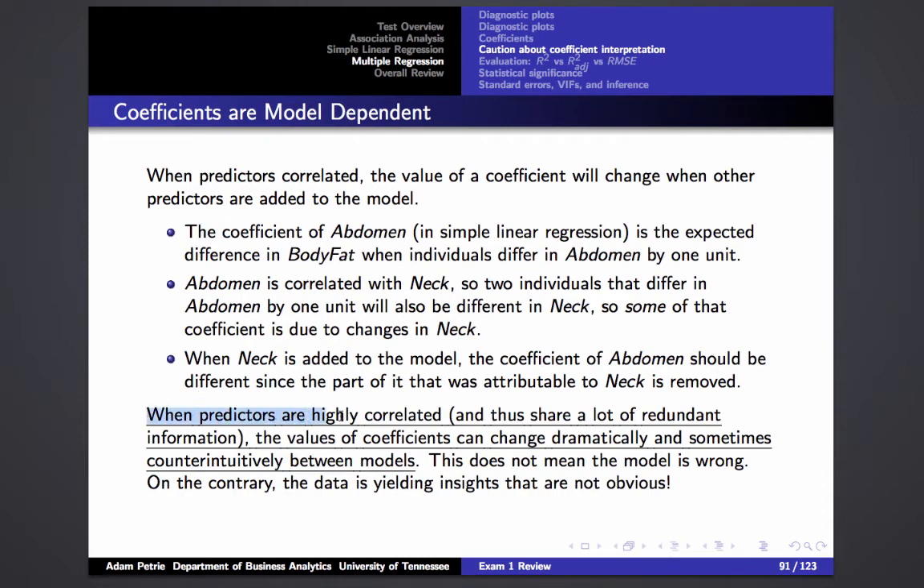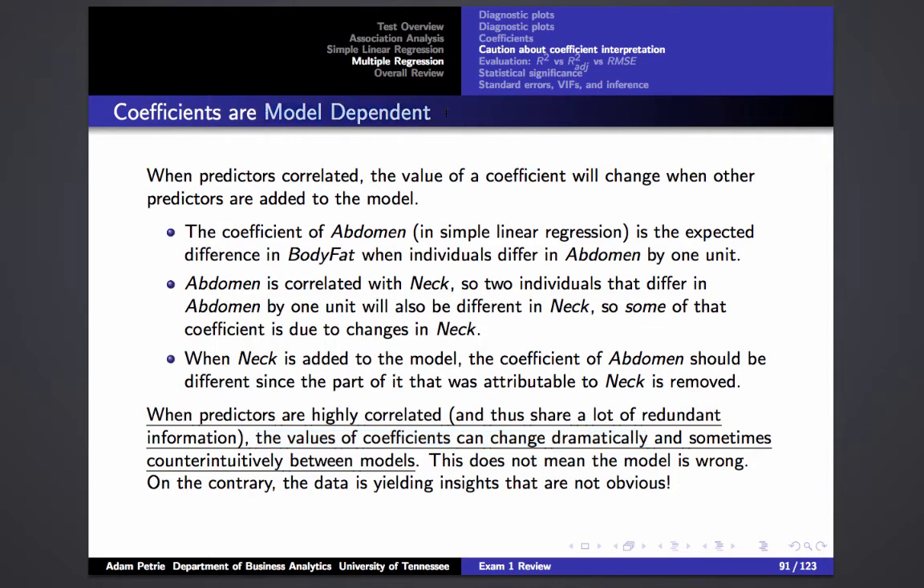One thing that we do see with multiple regression, and this is why people get confused with the coefficients a lot, is because when predictors are highly correlated, the values of the coefficients can actually change dramatically between models, and sometimes they can have signs which look odd. So one of the key things in multiple regression is understanding that coefficients are model dependent.